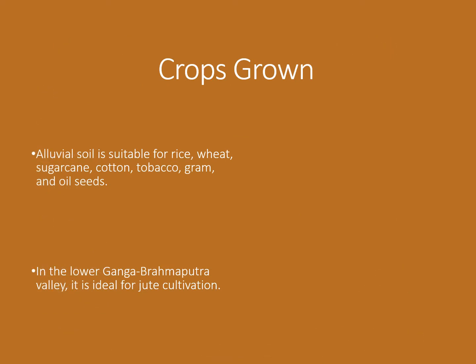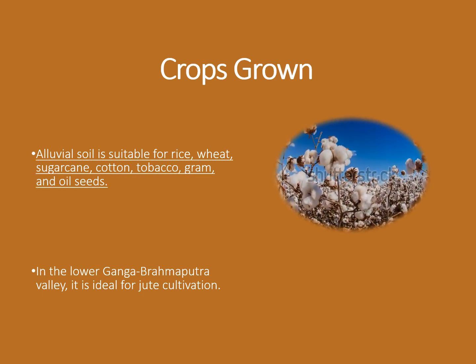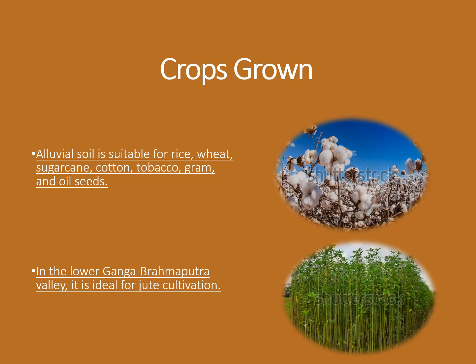Now, let's have a look at the crops grown on alluvial soil. Alluvial soils, though they differ greatly in texture, are very fertile on the whole. They respond well to irrigation and manuring. They are very good for both Rabi and Kharif crops. Alluvial soil is suitable for rice, wheat, sugarcane, cotton, tobacco, gram, and oilseeds. In the lower Ganga and Brahmaputra valley, it is ideal for jute cultivation.